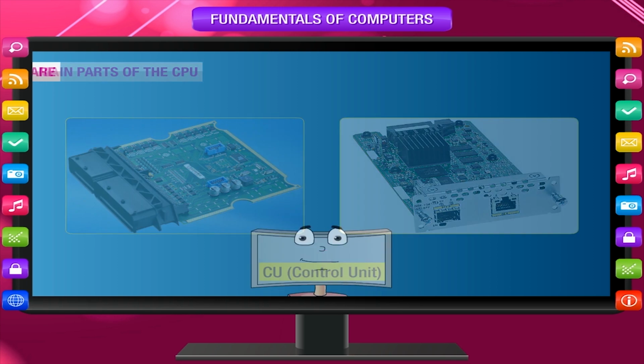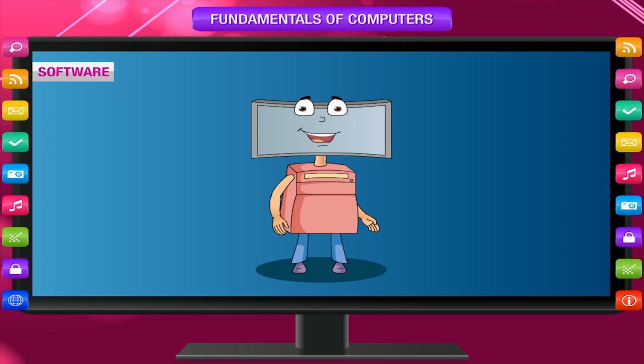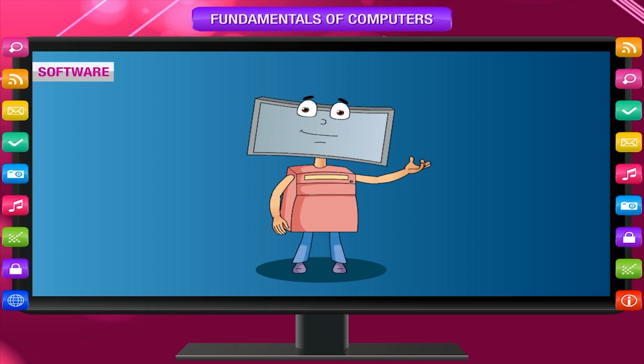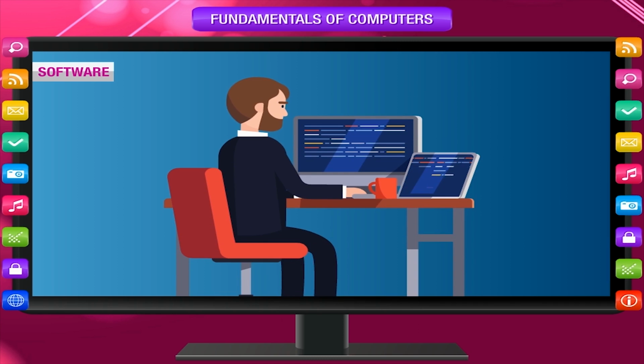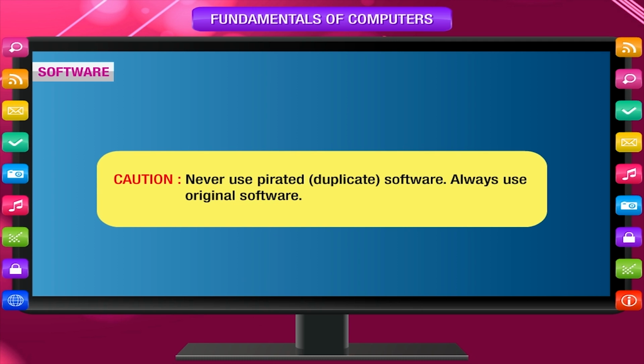Software. The hardware alone cannot perform any task without being instructed exactly what to do and in what order to do. These instructions are as important as hardware. Program is a set of instructions given to the computer. Software is a set of programs that enables the computer to do a certain task. Without the software, the hardware parts of the computer system cannot do anything. Never use pirated, duplicate software. Always use original software.